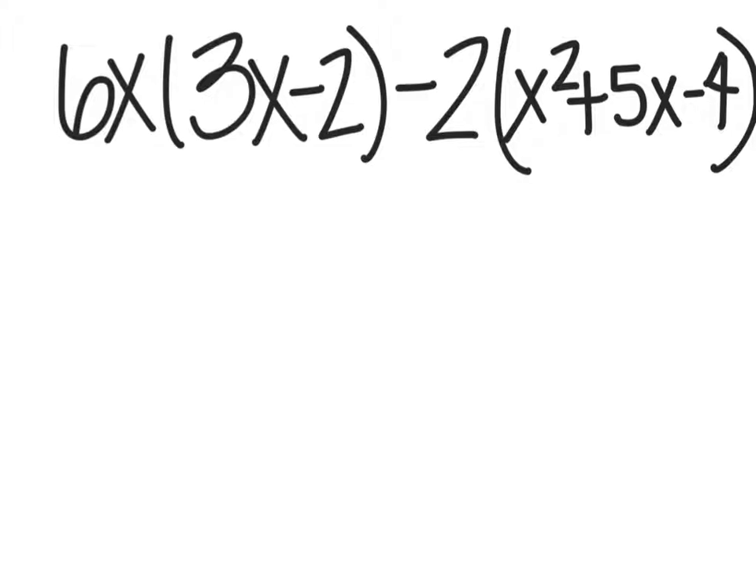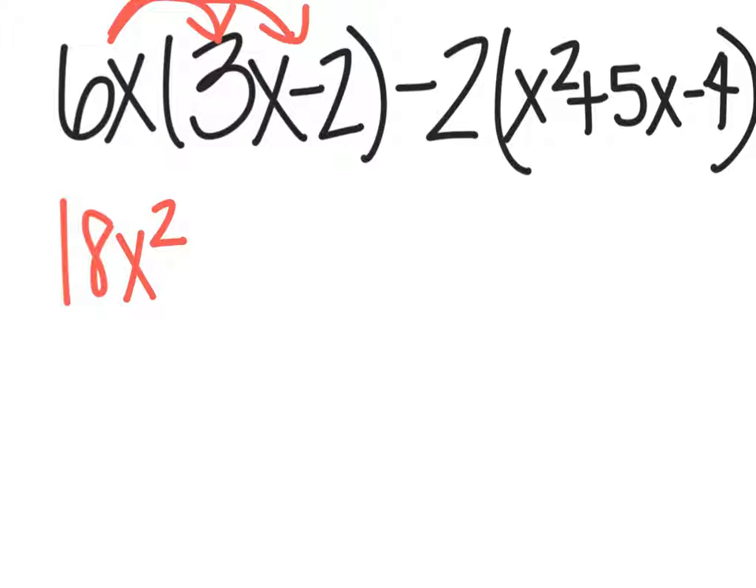My next problem says 6x times (3x - 2) minus 2 times (x squared + 5x - 4). So now we're getting into some stuff with exponents. So again, I'm going to distribute. So when I distribute 6x times 3x, well, 6 times 3 is 18. When I multiply x times x, that actually gives me x squared. So this is 18x squared, and then 6x times negative 2 is negative 12x.